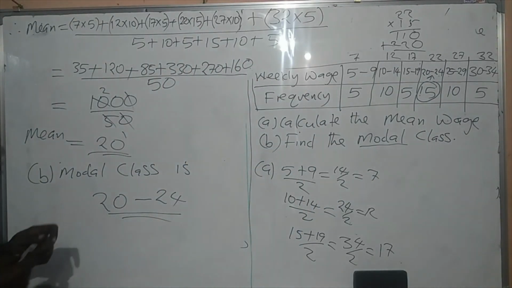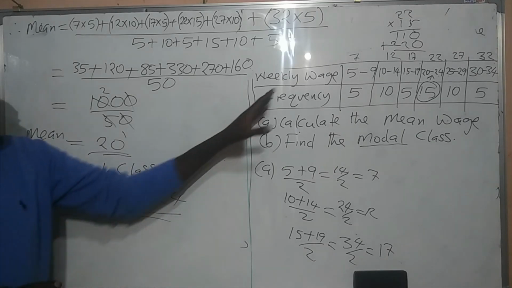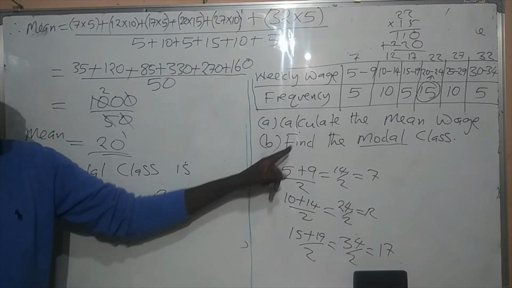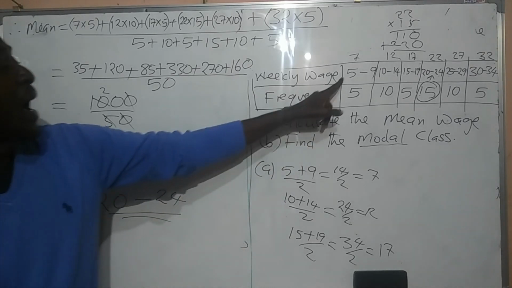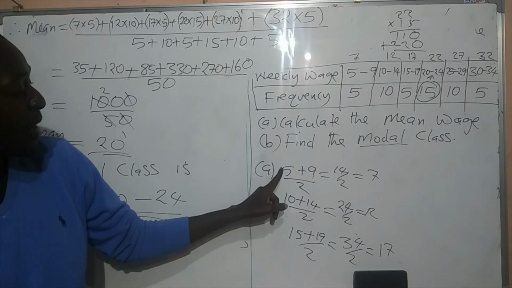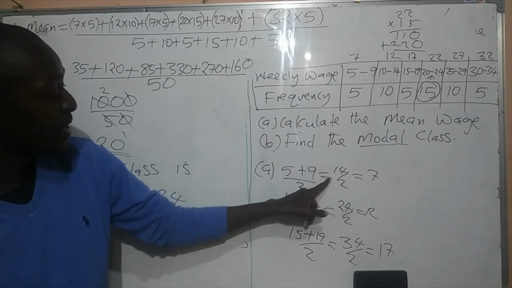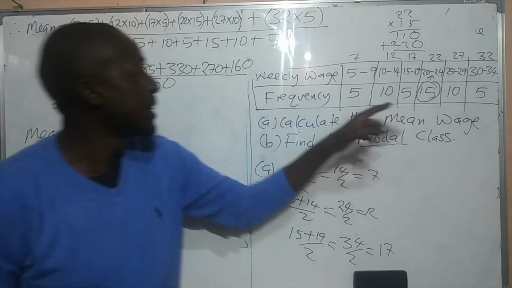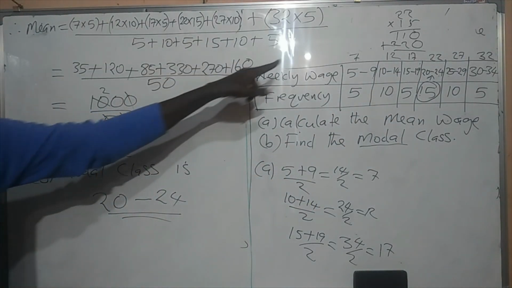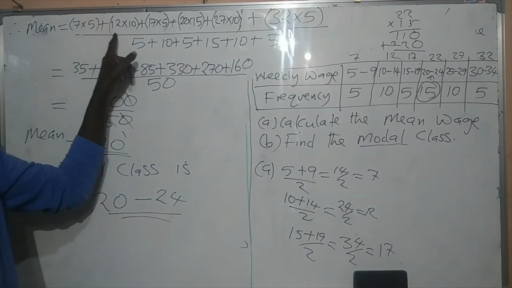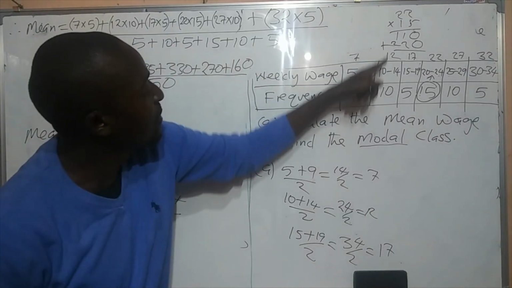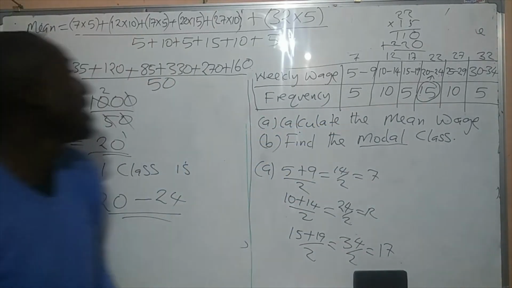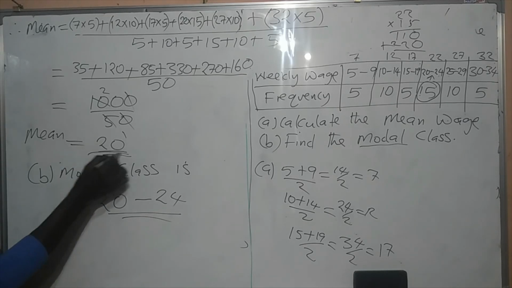Okay, so before we end, once again, when you have a table like this one and you are asked to calculate the mean and also the mode, what you do is add the two numbers like we were doing here, 5 plus 9, get 14, divide it by 2, and then you get 7. You do that for all of them, and then afterwards start multiplying. 7 times 5, 12 times 10, just like that, and then divide by the sum of all these frequencies. And then you are going to have the mean wage.